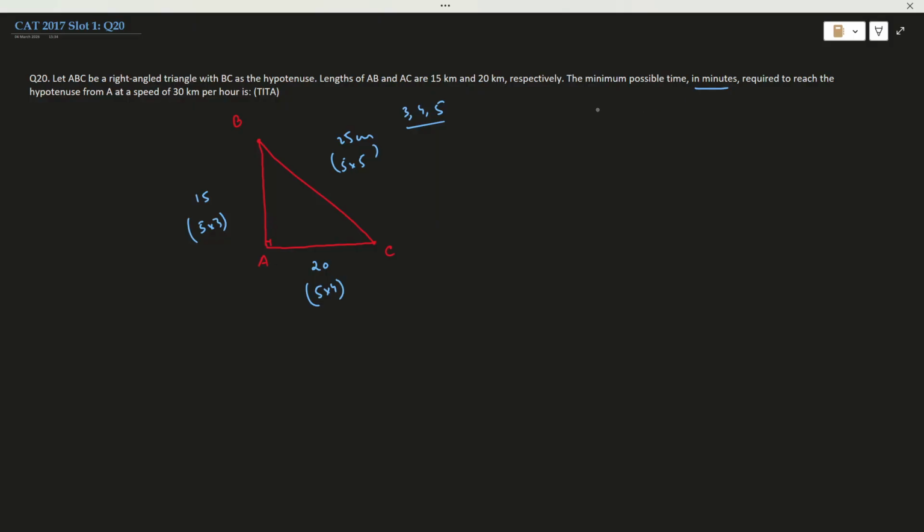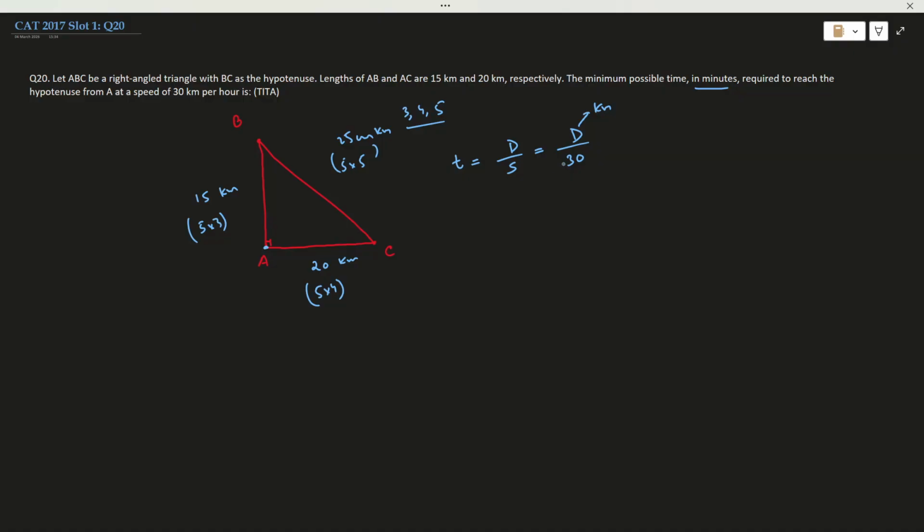Required to reach the hypotenuse from A. So this is your starting point. You need to reach the hypotenuse at a speed of 30 km per hour. What is the time? Time is basically your distance by speed. Distance I don't know. Speed is given as 30 km per hour. Whatever the distance will be, I will calculate in kilometers, and speed is given in kilometers per hour, right?